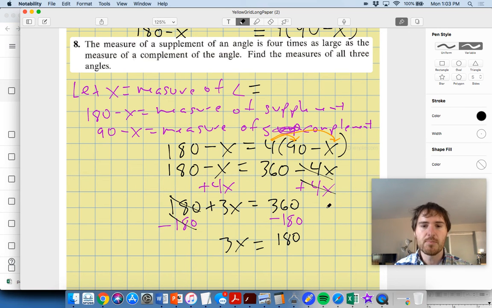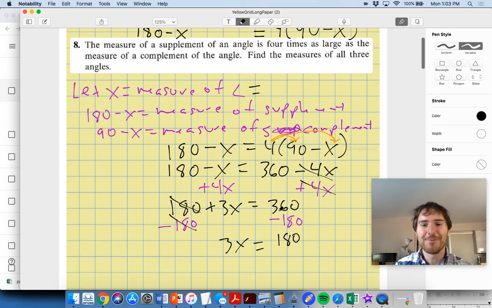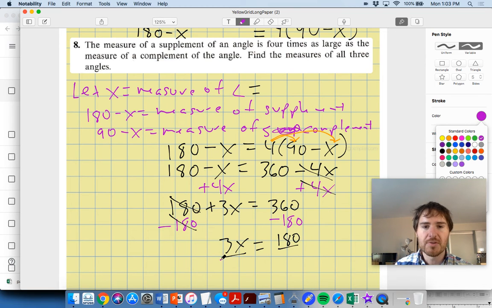So maybe at this point, if you had not too much trouble at all at the self-test, you're just like, well, this was a lot of steps. This took me a while to do, and I understand that. It takes a little bit here. Okay, so I'm doing my operations to both sides. We'll use the division property of equality. Check it out here, dividing both sides by 3, right?